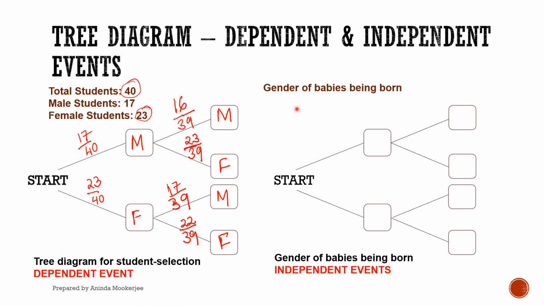The example that I'm going to use to demonstrate independent events is the gender of babies being born. Think about it. In the first birth, we have equal chances of a male child or a female child. Somebody could have a male child or a female child with equal probability. So what is the probability of getting a male child in the first birth?